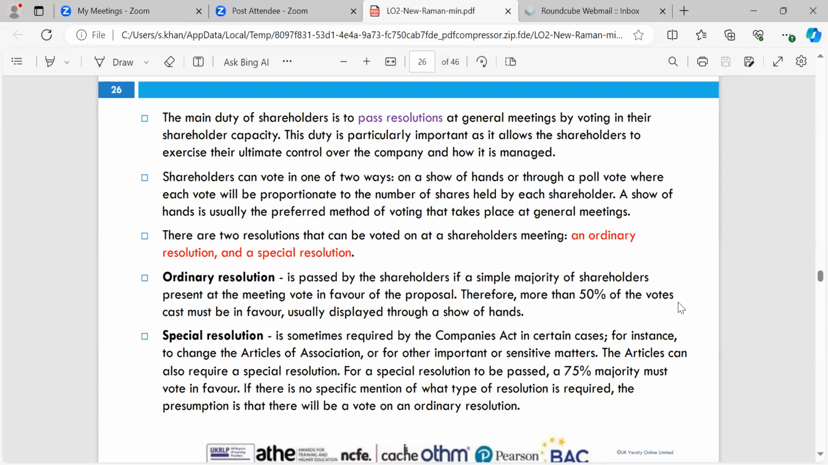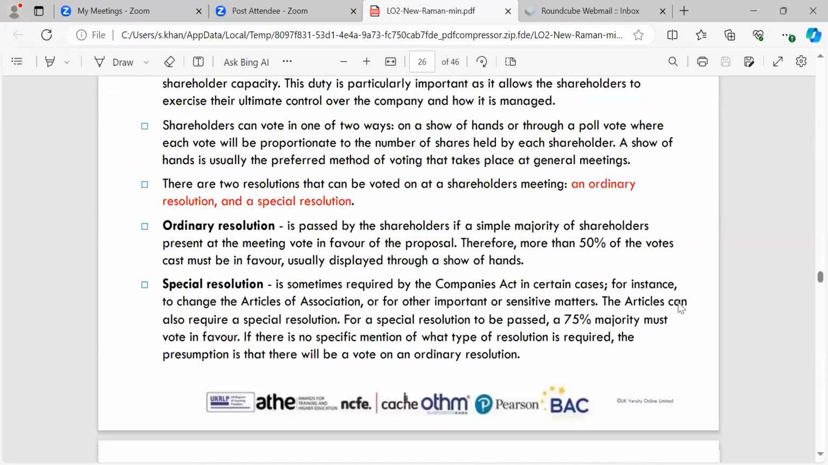Special resolution is sometimes required by the Companies Act in certain circumstances for the change of articles of association or for important sensitive matters. The articles can also require special resolution. For a special resolution to be passed, a 75% majority must be voted in favour.